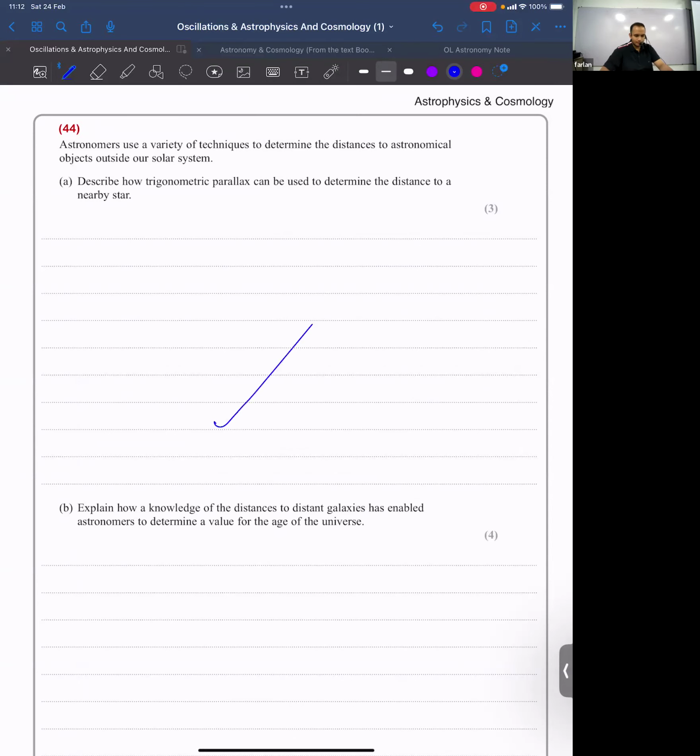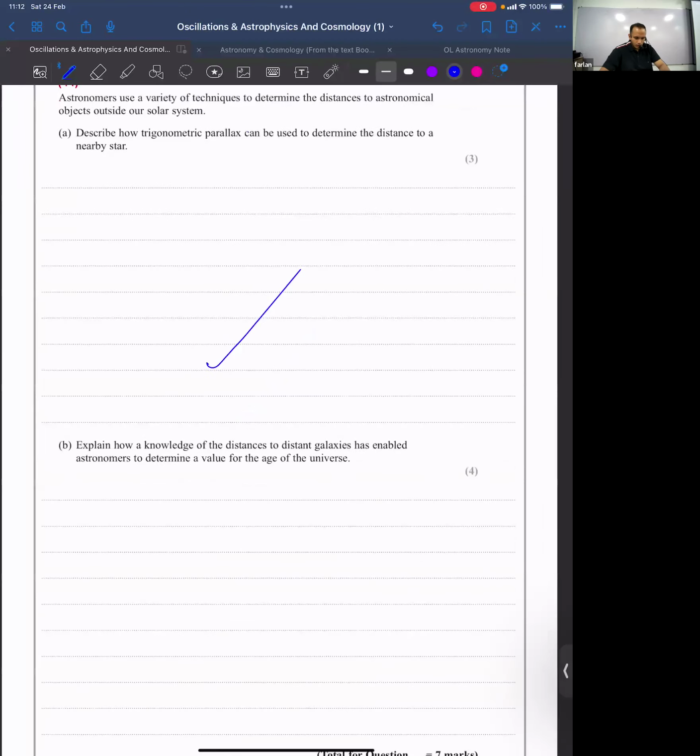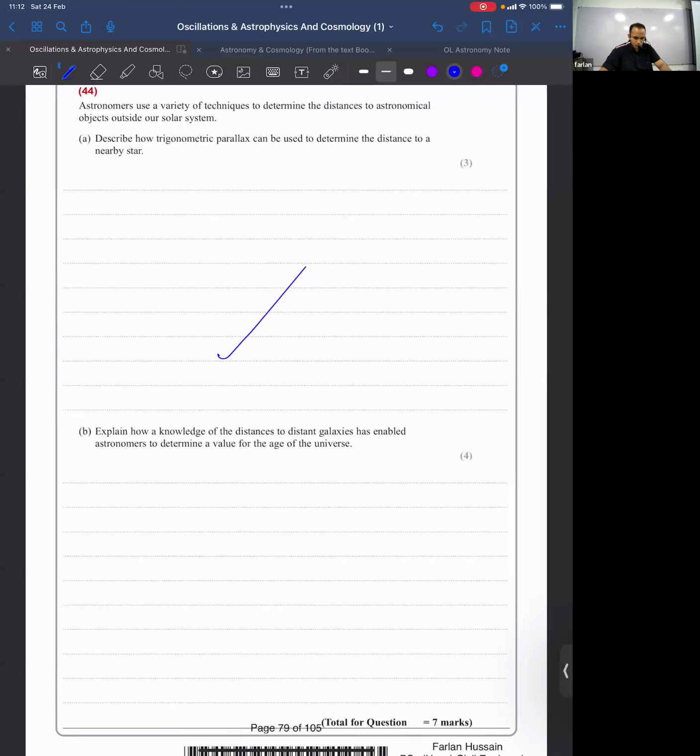Can answer it. Explain how a knowledge of the distance to distant galaxies has enabled astronomers to determine a value for the age of the universe. Age of the universe is found using what? Hubble's constant. T is given by what? What was the equation? T equals 1 over H naught, right?